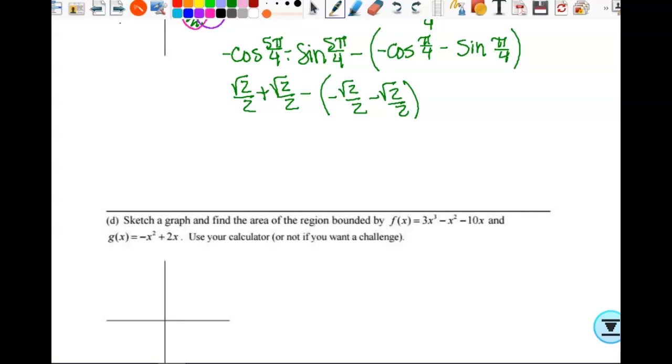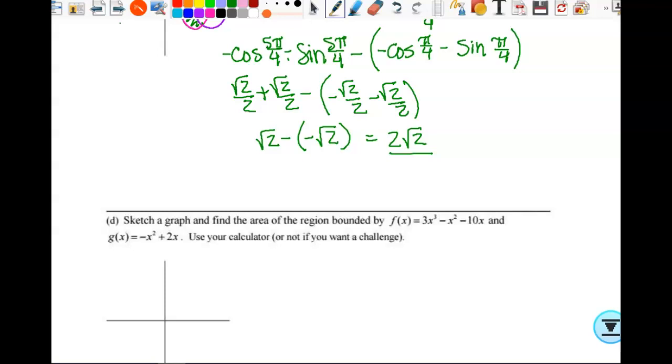What's the square root of 2 over 2 plus the square root of 2 over 2? It's 2 square roots of 2 over 2, which is the square root of 2. I have half of one, I have another half, gives me a whole square root of 2. Minus, and then negative square root of 2 over 2 minus square root of 2 over 2 is going to be negative square root of 2. And then I add it, and I get 2 square roots of 2 in the end. Even though this one was not complicated, would it have been really easy to make a sign error somewhere? Yes, absolutely.